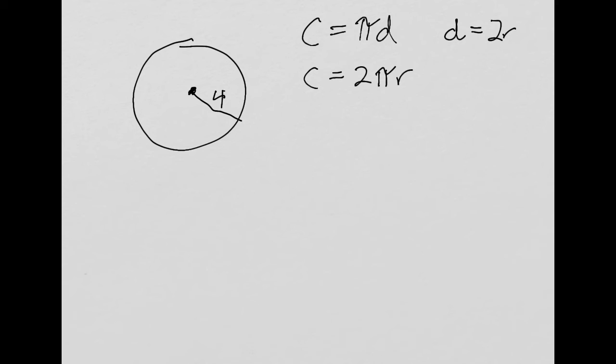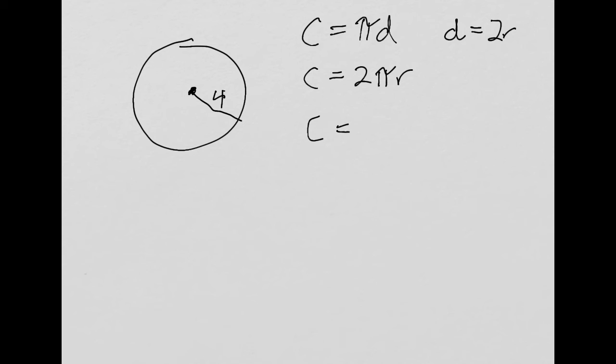Sometimes they'll give you the radius of the circle instead of the diameter. In that case, your formula of circumference equals pi times the diameter changes because the diameter is equal to 2 times r. So we replace d with 2r, but because of the order we write things in, we write the circumference equals 2 times pi times r.